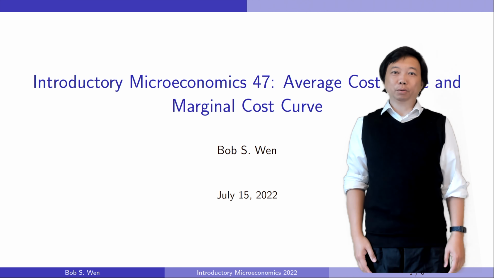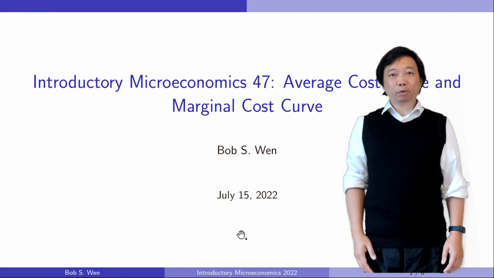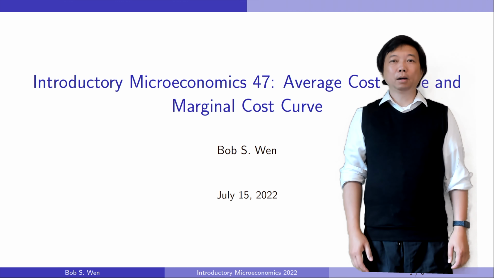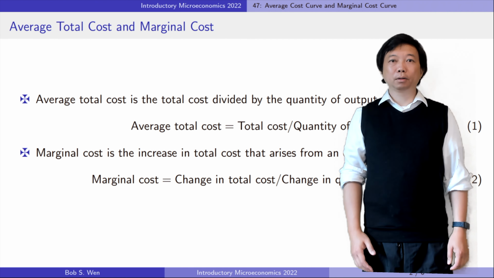In the previous video, we've drawn the total cost curve. In today's video, we will take a look at the average total cost and the marginal cost. The average total cost is the total cost divided by the quantity of output. The marginal cost is the increase in the total cost that arises from an extra unit of output.